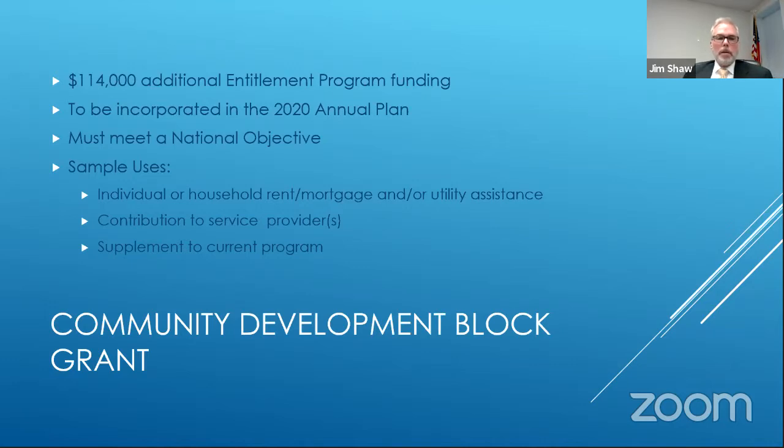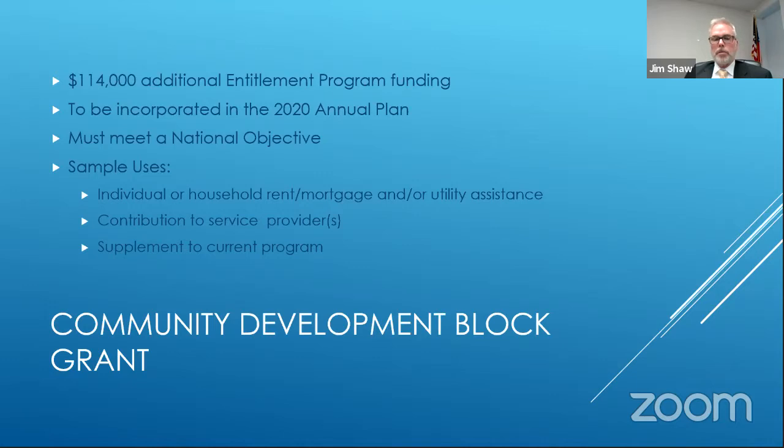But to bear in mind, with these funds, we still have to meet national objectives of benefiting low to moderate income persons. And I think we've seen a map periodically of where those low to moderate income neighborhoods are in the city. We can use the money to aid in prevention and elimination of slums and blight. And then as well, you can respond to a disaster, and this money is primarily meant to be for disaster relief. So for sample uses, we may partner with an outside agency to provide, for instance, individual rent or mortgage or utility assistance.